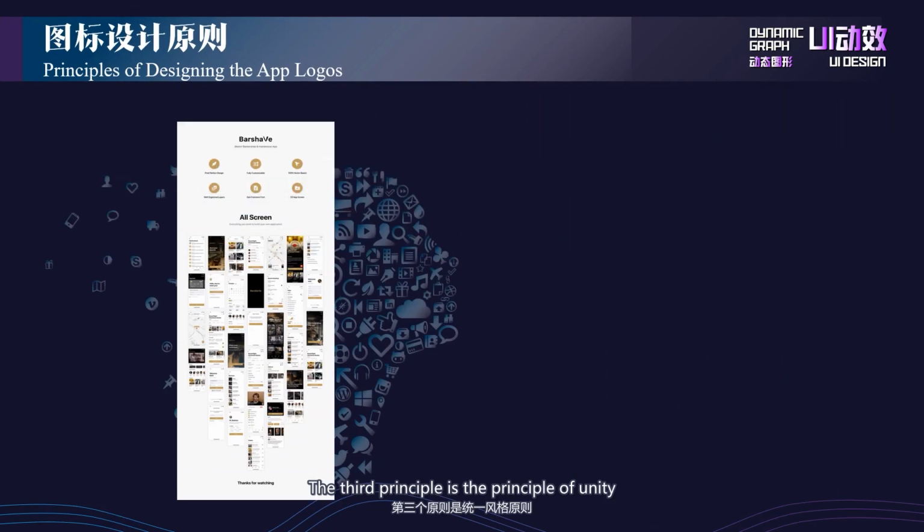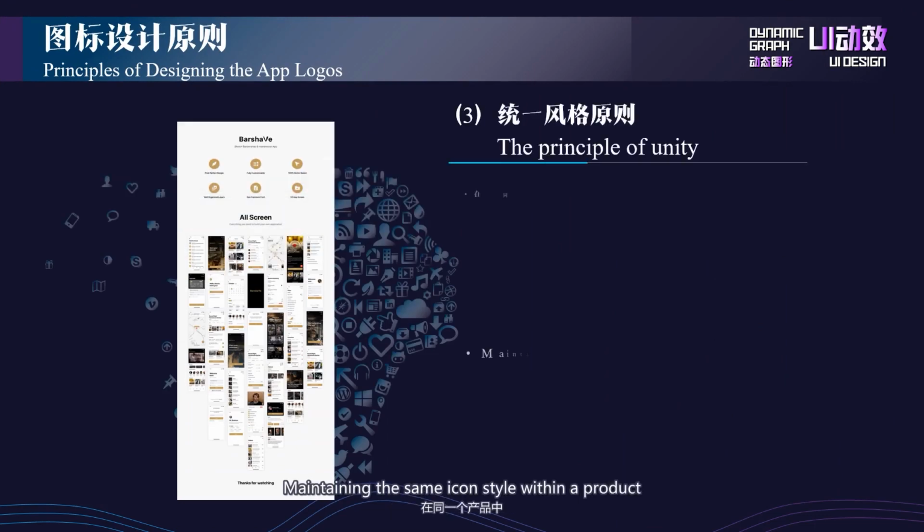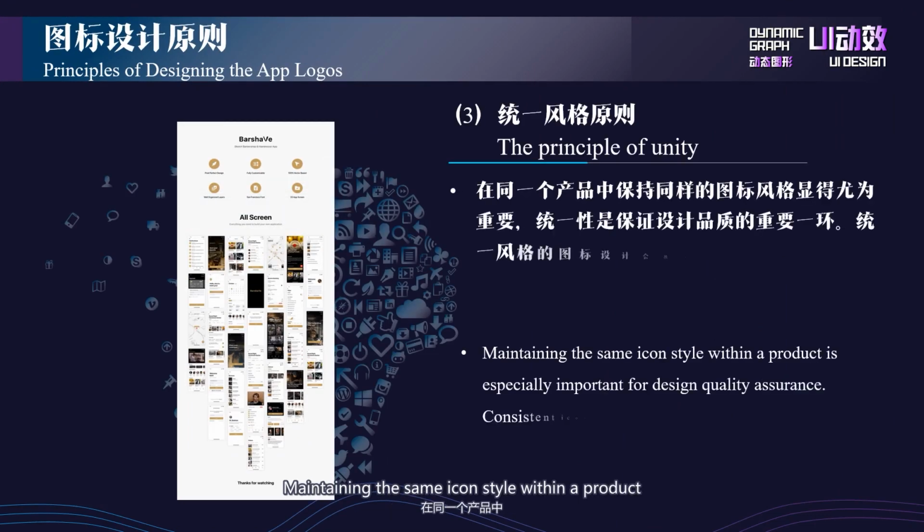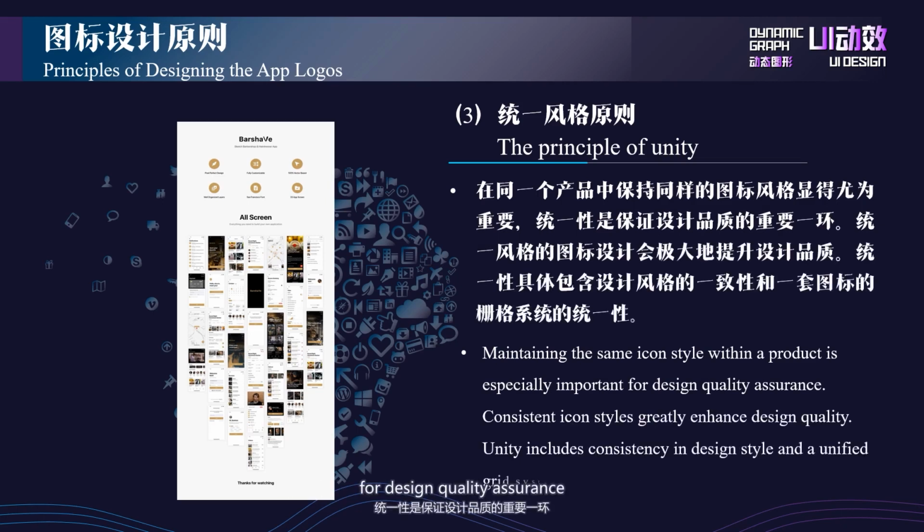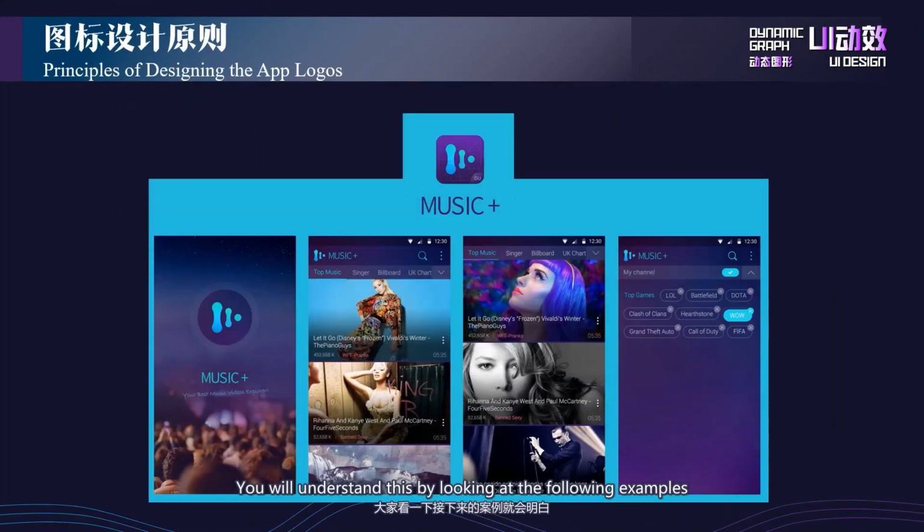The third principle is the principle of unity. Maintaining the same icon style within a product is especially important for design quality assurance. Consistent icon styles greatly enhance design quality. Unity includes consistency in design style and a unified grid system for a set of icons. Our app's logo must be consistent with the functional icons within the app's pages and the overall style of the app. You will understand this by looking at the following examples.